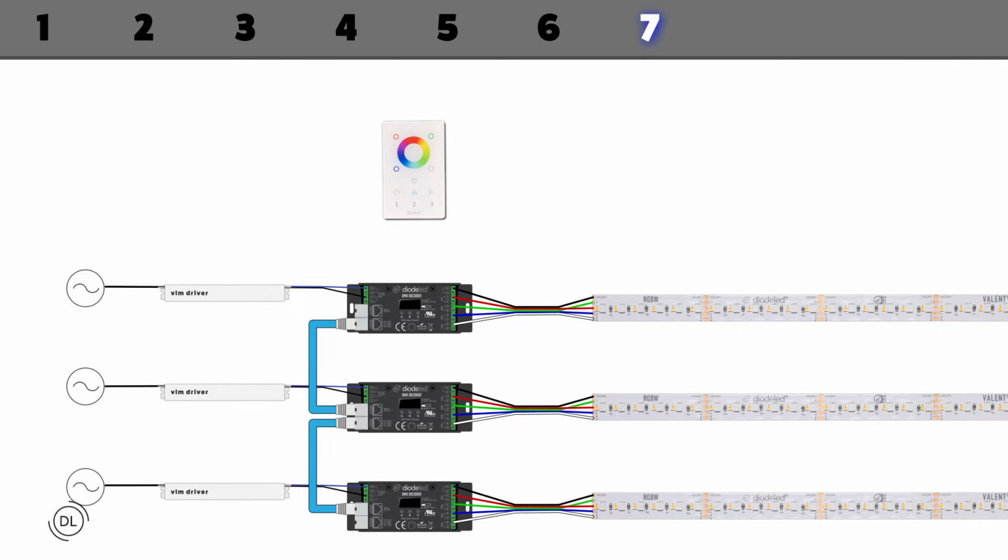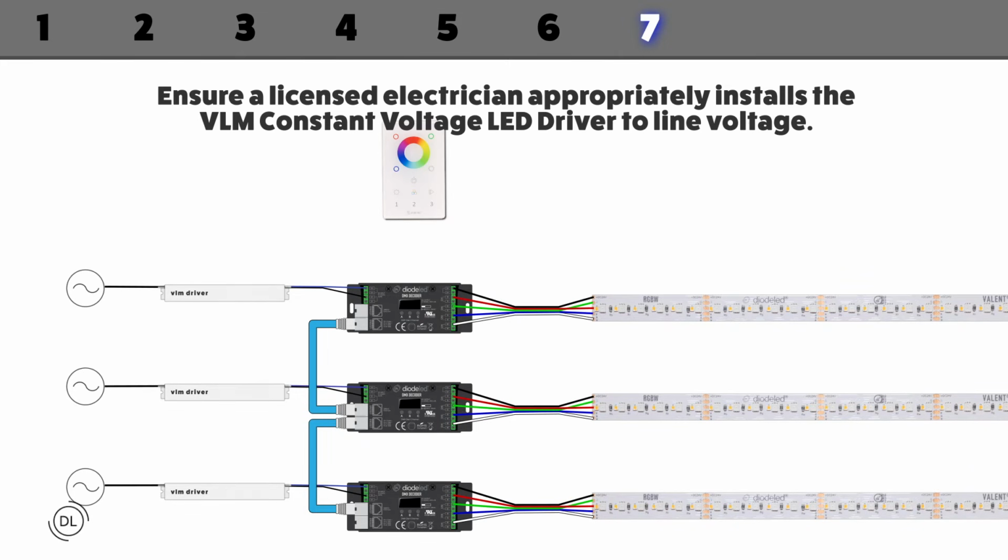7. Install the DMX Wi-Fi wall mount controller and constant voltage driver kit. Ensure a licensed electrician appropriately installs the constant voltage driver from the DMX Wi-Fi wall mount kit to line voltage.